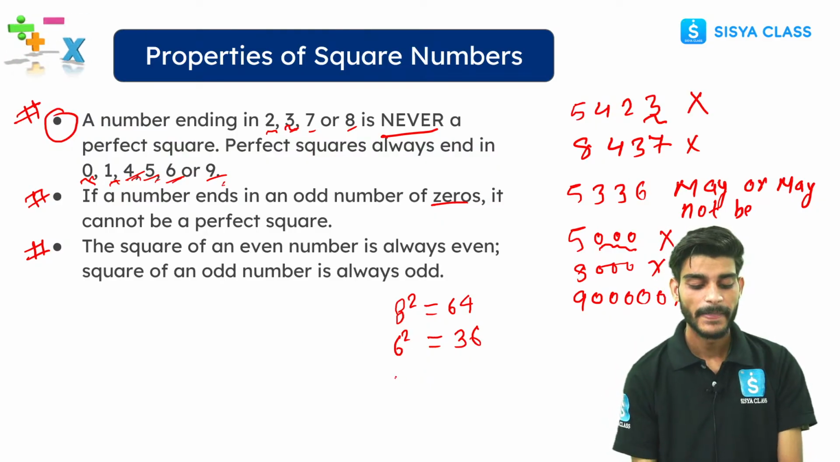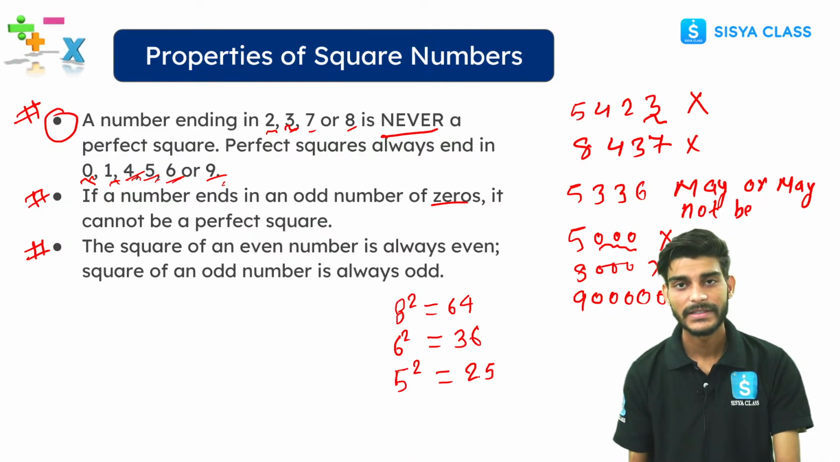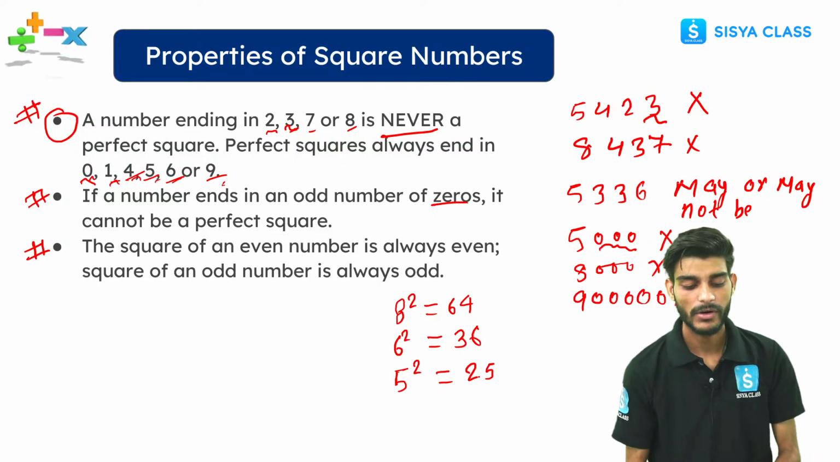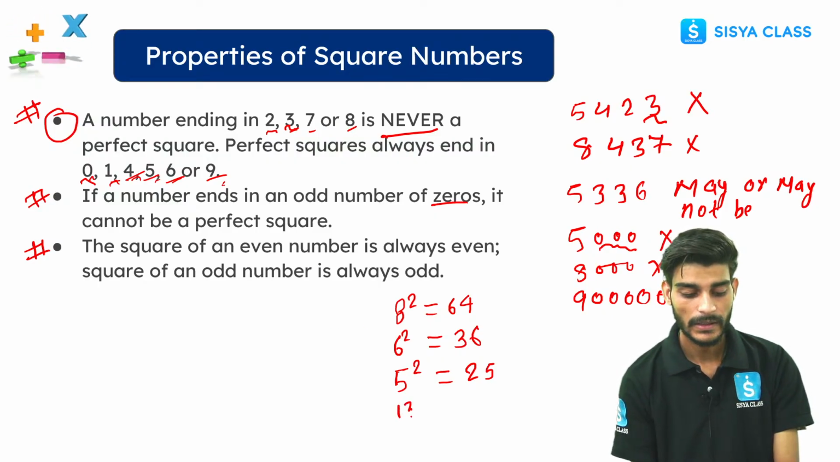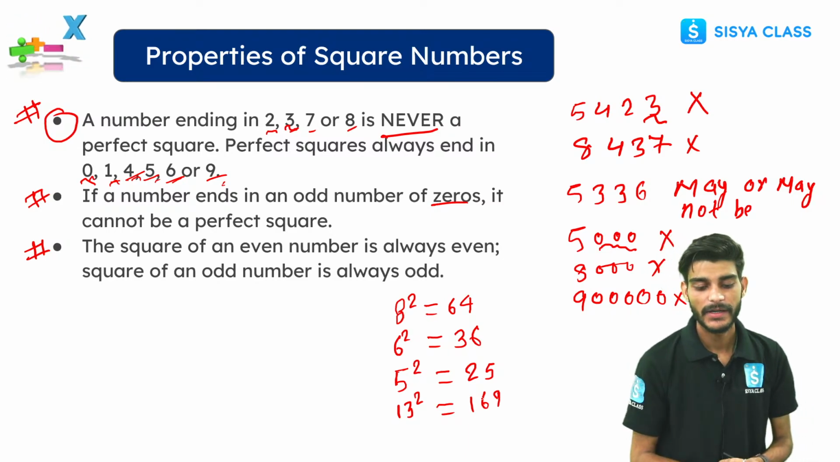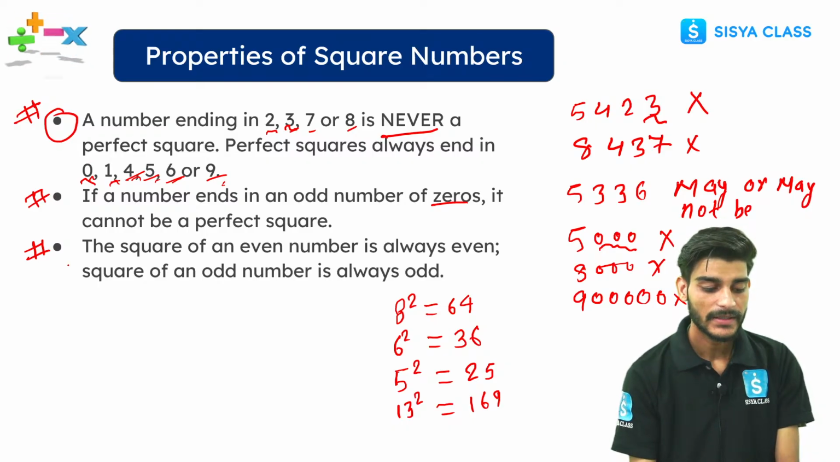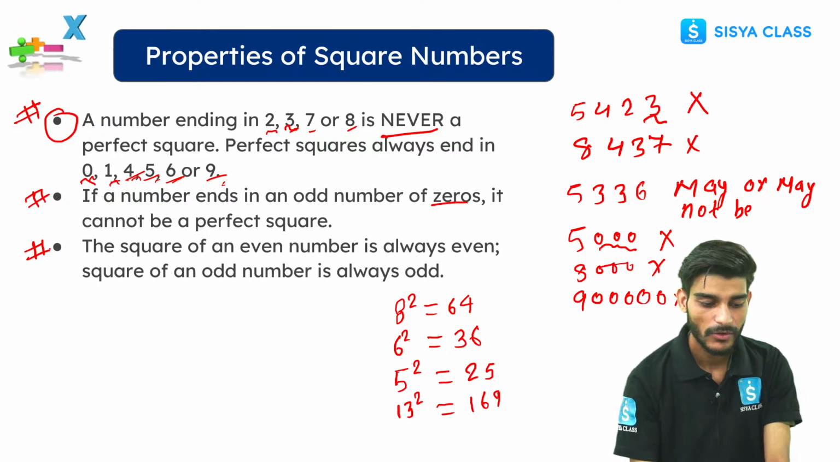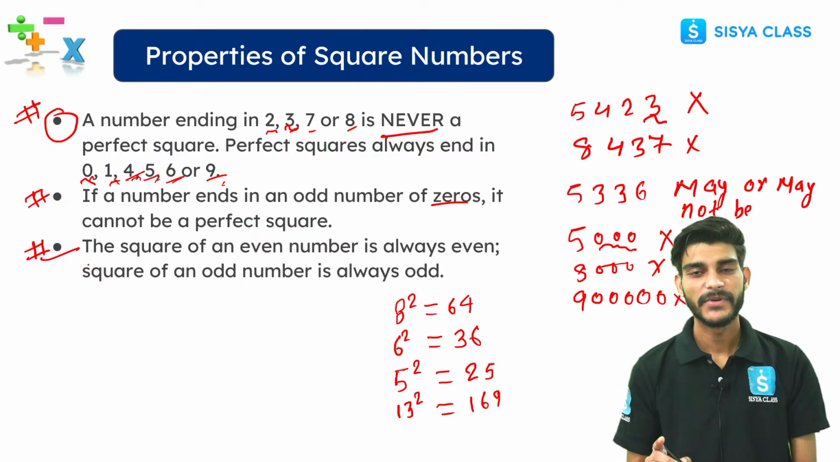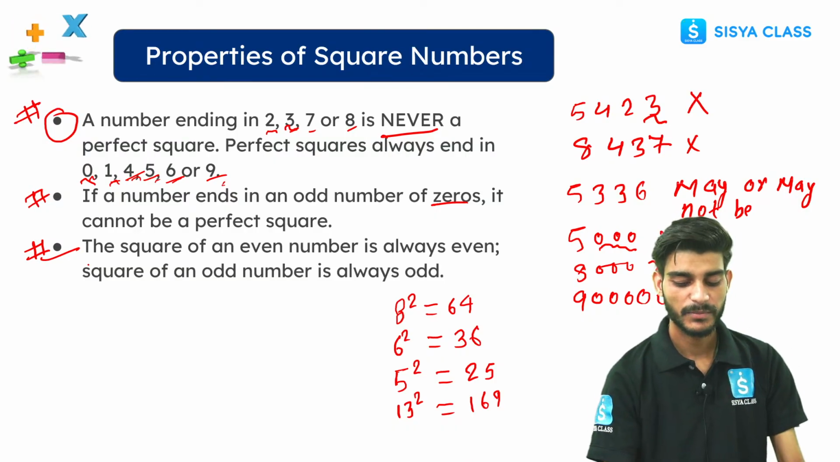What about an odd number, sir? Let's see, 5 square. 5 square is 25. 5 is an odd number and its square is also an odd number. What about 13 square? 13 square is 169. So 13 is an odd number and its square is also an odd number. So these are the three properties that we have. The third one is the square of an even number is always even and the square of an odd number is always odd. So these three properties are clear to you. Now you can counter question based on these properties.